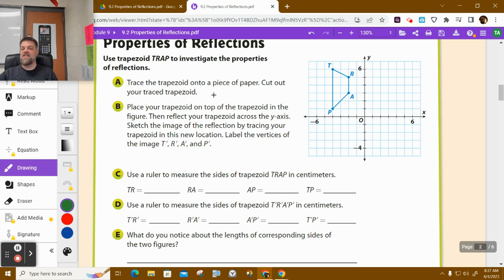So let's finish this though. We gotta hurry. It's almost the end of class. What we're asked to do is trace the trapezoid on a piece of paper, but Mr. Adams isn't going to do that because you can't do that on the PSAT. Remove your hood, please. Place the trapezoid in the figure and then reflect it across the y-axis.